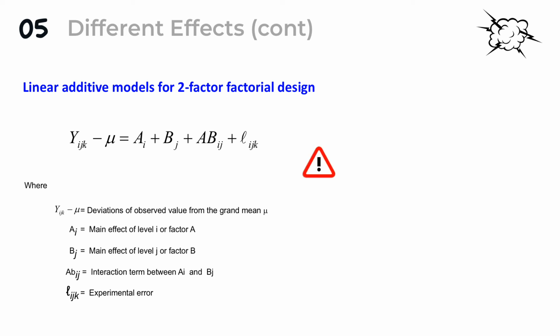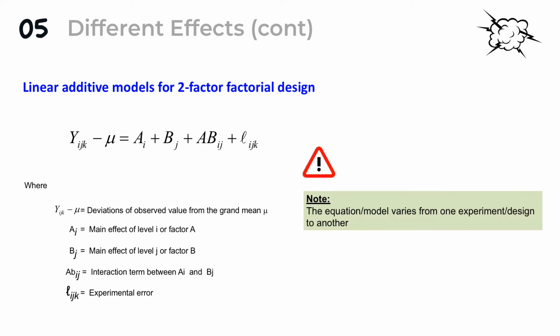Please take note that the equation or model varies from one experiment or design to another. So if you have three factors, it means that you have to incorporate the main effect of factor 1, factor 2, and factor 3, and also their interaction effects. And the same thing goes for 4 factors, 5 factors, and so on.